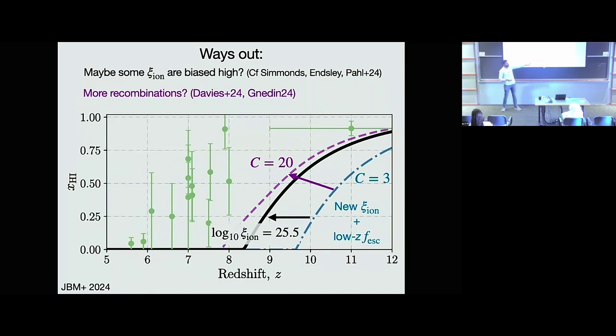Of course, there could be more than one of these solutions. There could be selection functions. There could be more recombinations. But you could also think, let's bring the big guns. How do I actually change this dramatically? And you have to essentially give up one of the measurements.